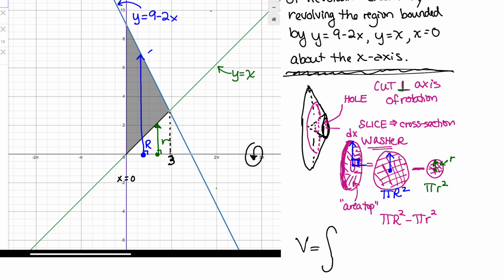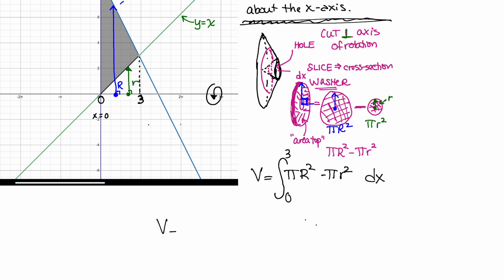What are my limits? You guys going to 0 to 3 along the x-axis? And we're integrating with respect to x because we're cutting along the x-axis. Pi, big radius minus pi, little radius. All righty. Erase.